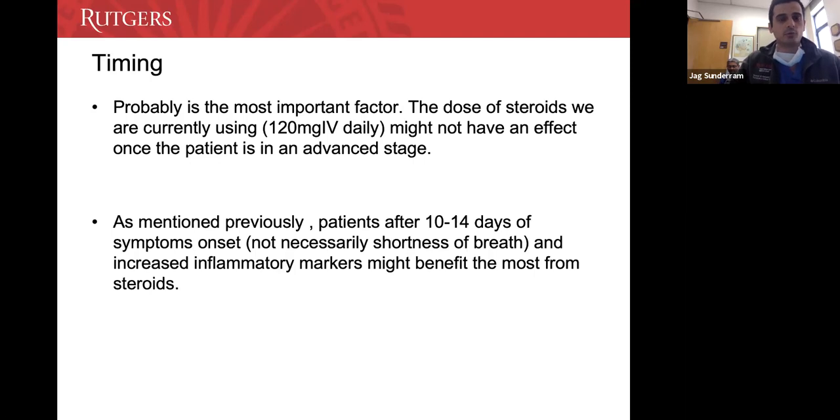Based on what we know from H1N1 data, and this is only based on case series, patients who went into HLH required much higher doses of steroids. Meaning, if you're catching the patient pretty late in the disease and the patient has been in cytokine storm for like 2 or 3 days with significantly increased inflammatory markers, then maybe that 120 milligram IV daily might not cut it at that point. Unfortunately, we still don't have good RCTs to tell us what is the best dose and if this actually works the way we're postulating it does.